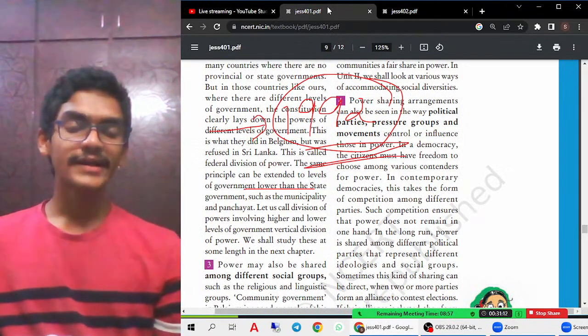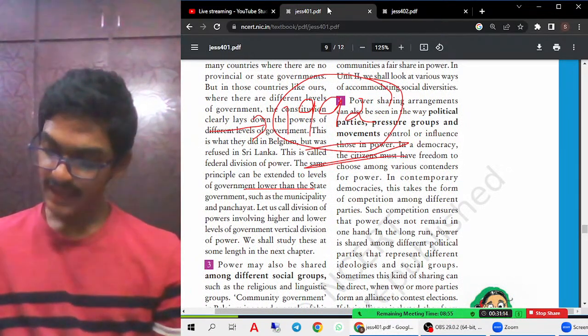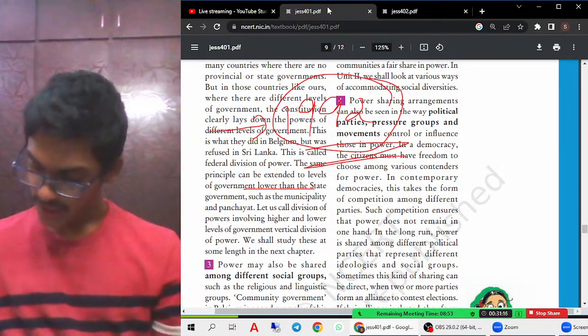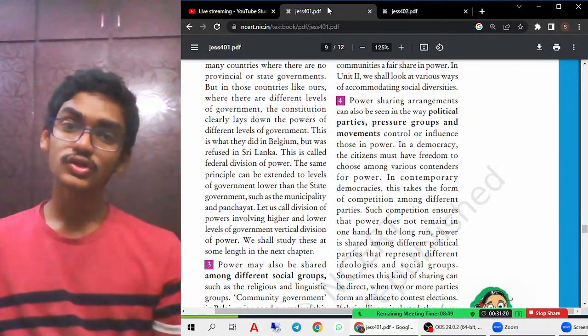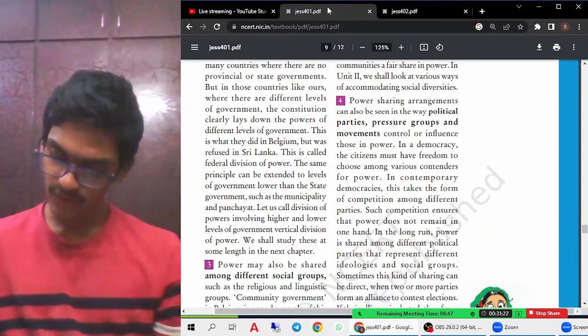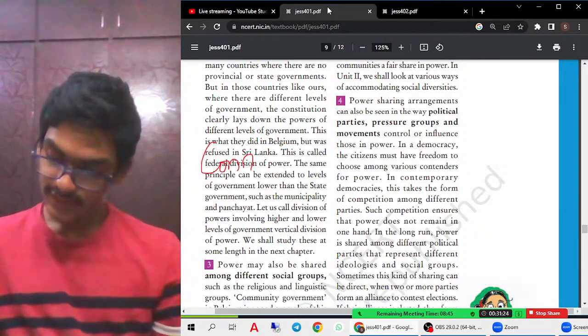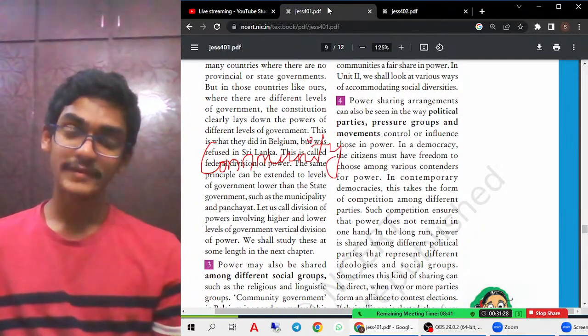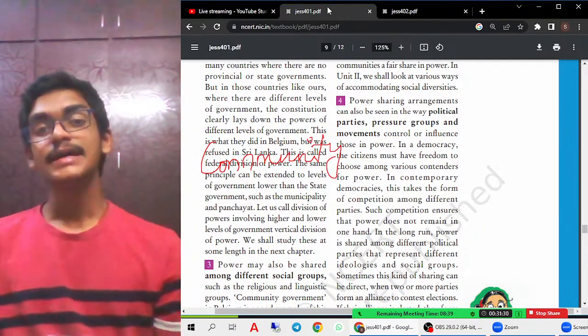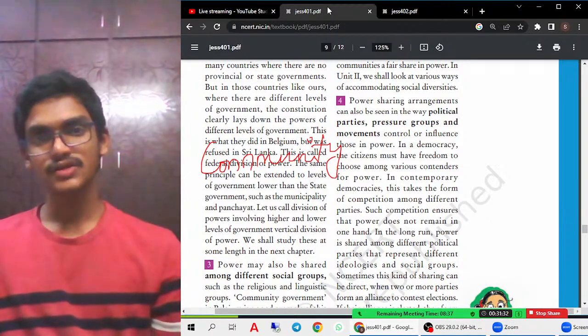Now let us try to understand how power is shared among the different social groups. Different social groups is nothing but the community form of government. Why is it shared among the different social groups? Because they do not feel alienated, and they can easily take part in the decision making process also.